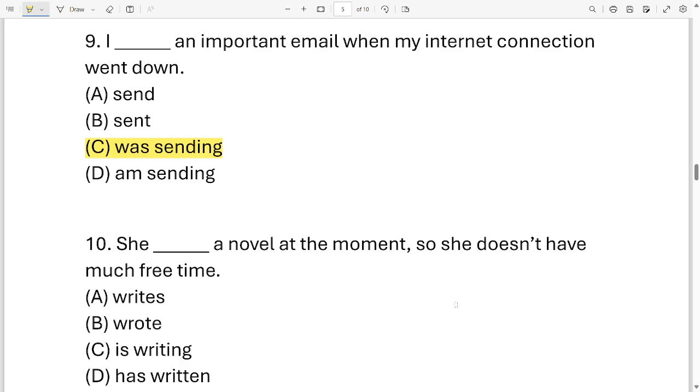Next sentence. She dash a novel at the moment, so she doesn't have much free time. Your options to fill in this blank are writes, wrote, is writing, has written. These are the four options. Which one is correct? It is option C. She is writing a novel at the moment, so she doesn't have much free time.